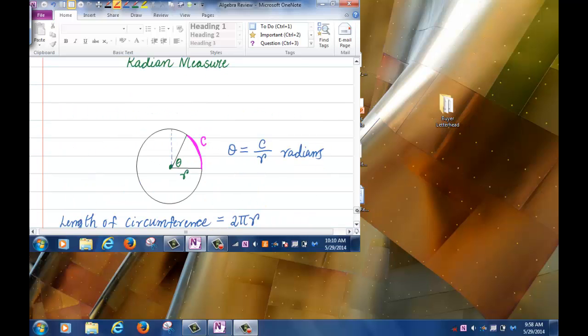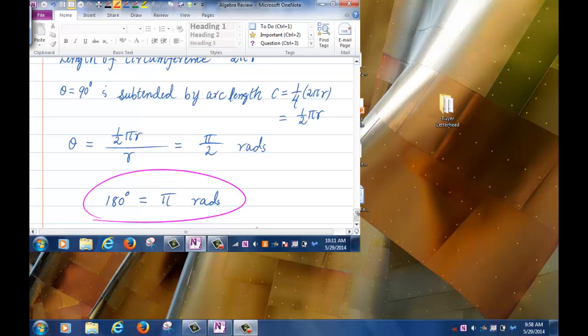So what's the radian measure of an angle? We said, well, let's start with a circle of radius r. And let's say I have a central angle theta, which is subtended by the arc length c. Okay? And then the radian measure of theta is given by c over r. So it's the ratio of two lengths.